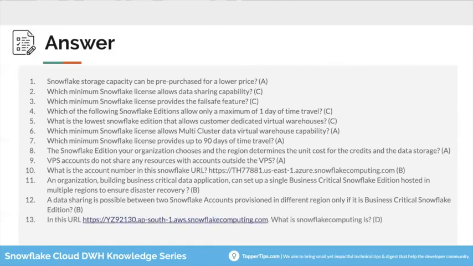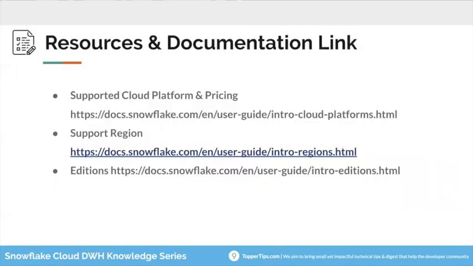In the URL yz9213.apsouth.aws.snowflakecomputing.com, what is the Snowflake computing? Snowflake computing is nothing but a platform as a service, which you choose. So these are the resources and documentation links. Please make sure that you at least visit those documentation once and reinforce your understanding.